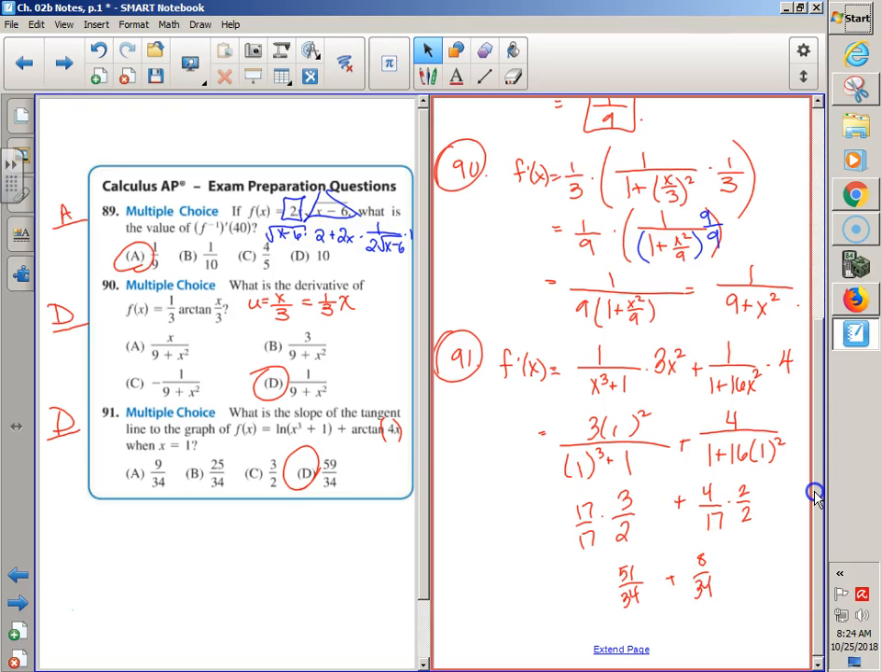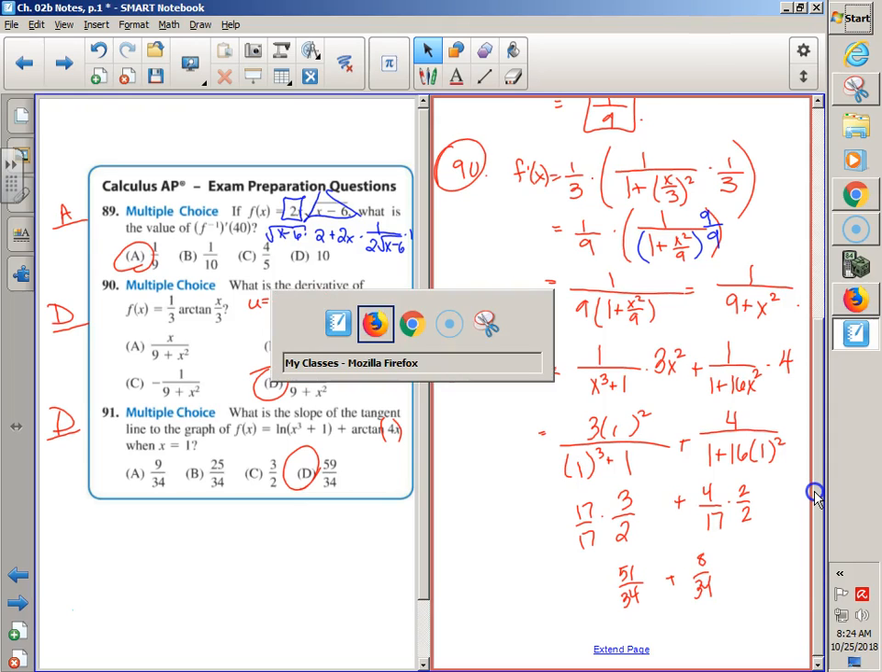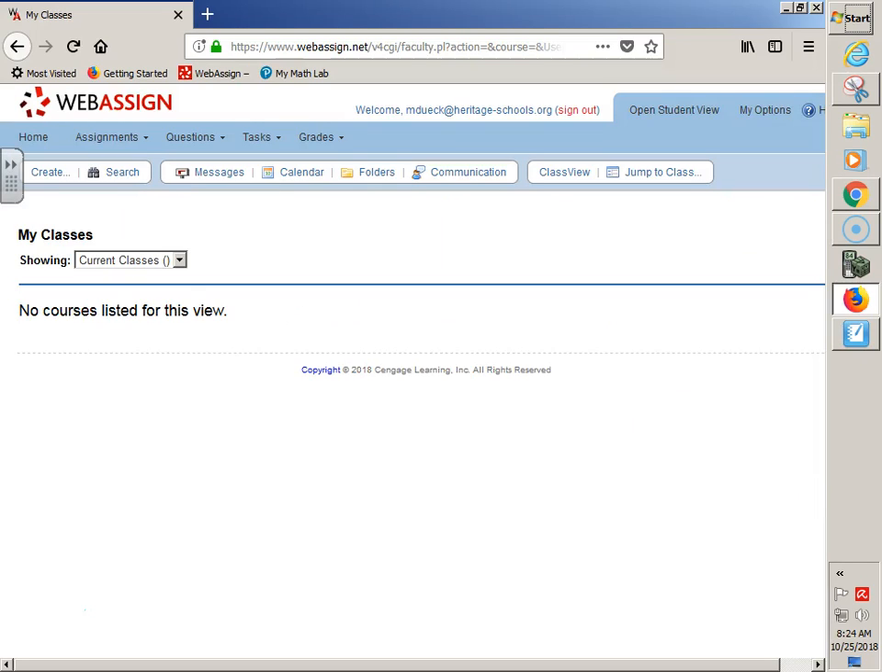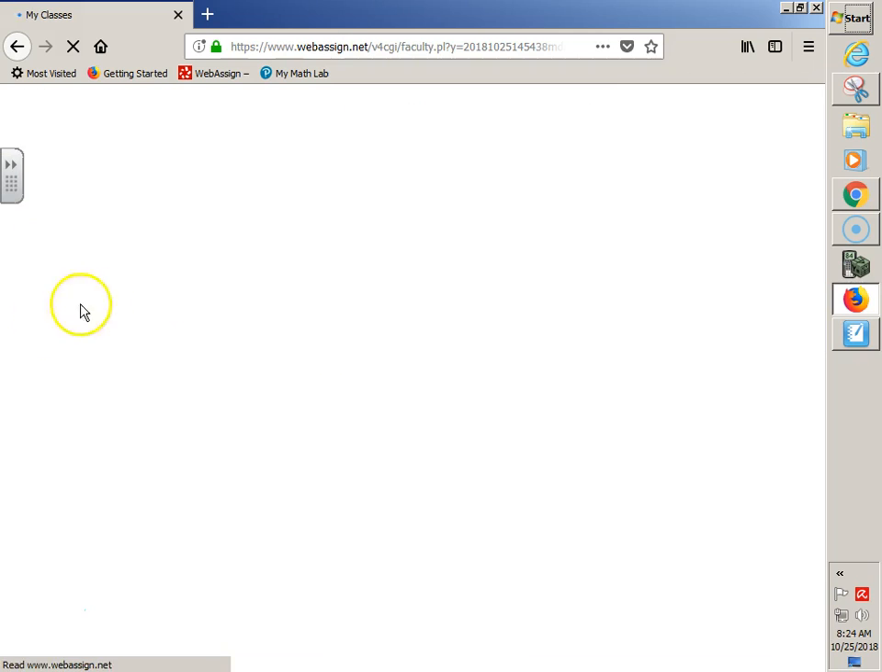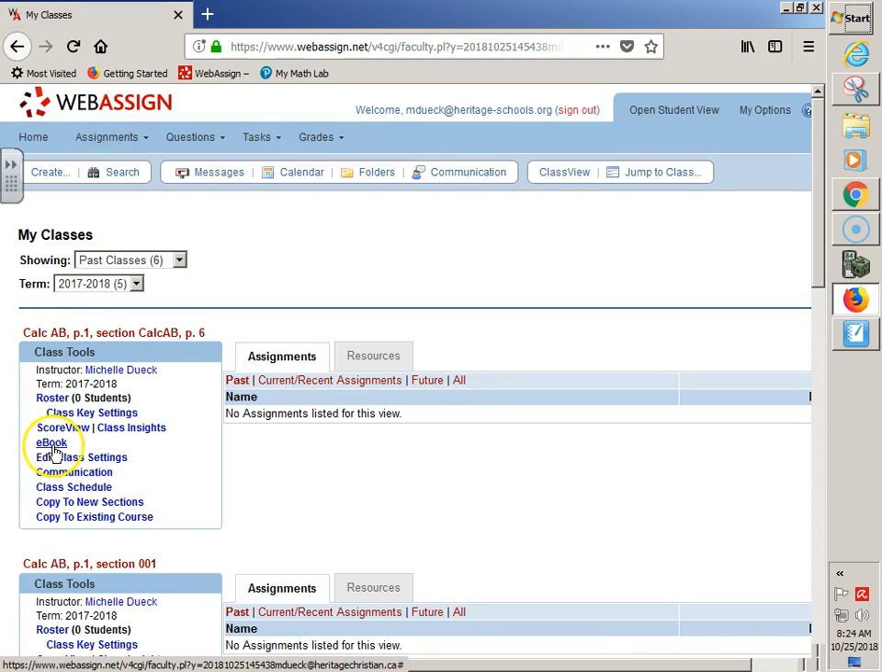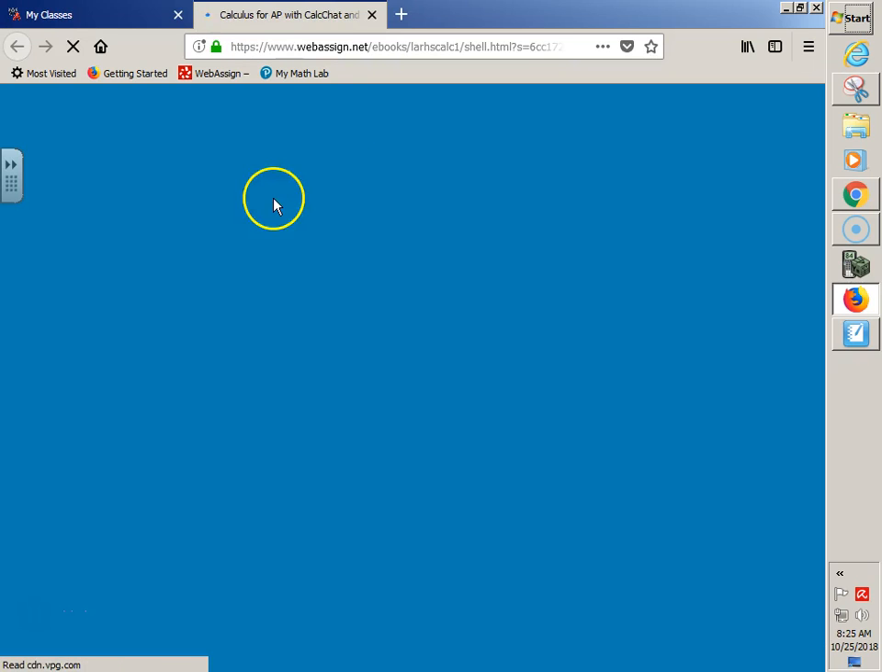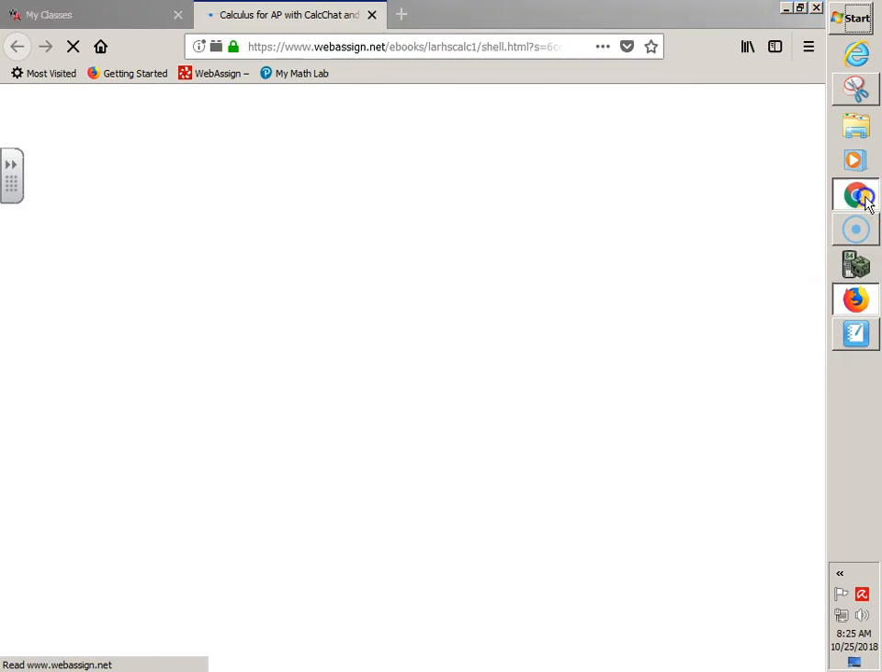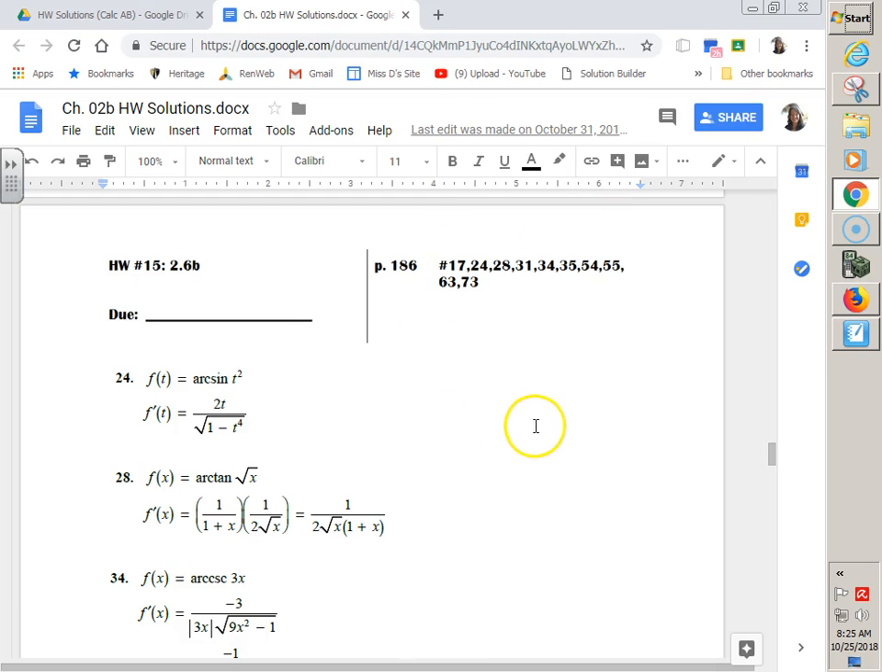All right, let's go check that 2.6b and see how you guys did, see what questions you guys have. Section 2.6b. As you open it up, I have yours ready. It's coming, hopefully. But we can go ahead and start checking even without it. Section 2.6b.